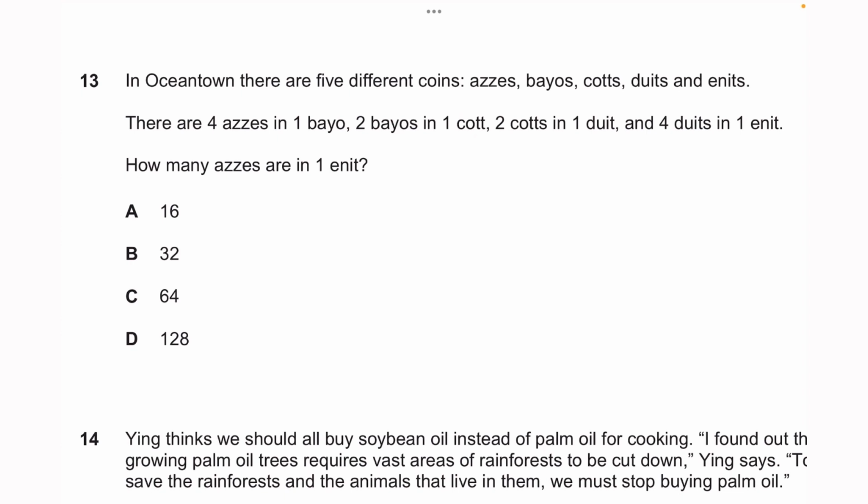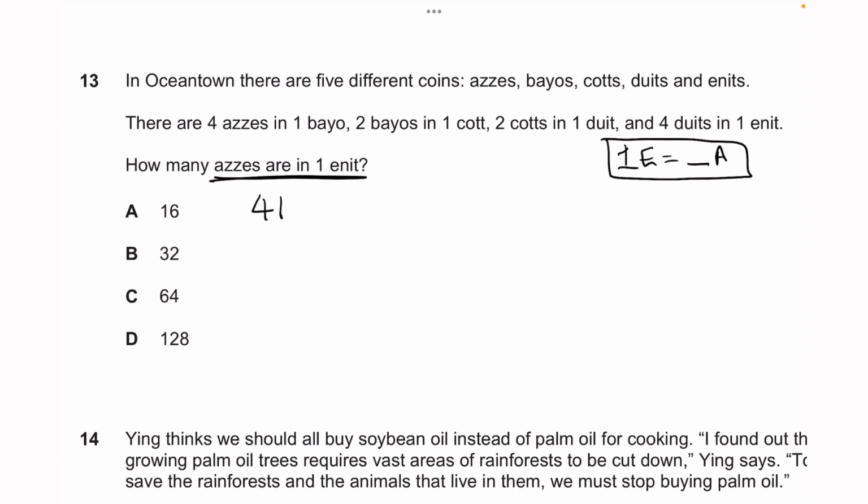Now, what we've got to do in this kind of question is work this out into number sentences, and a bit of algebra would be involved. So our main question that we're trying to look at is how many Azes are in 1 Anit. So that's our main question, so we're going to write that: 1 Anit is equal to how many Azes? And we're going to abbreviate all of these by just using the first letter of each word. Okay? So this is what we know.